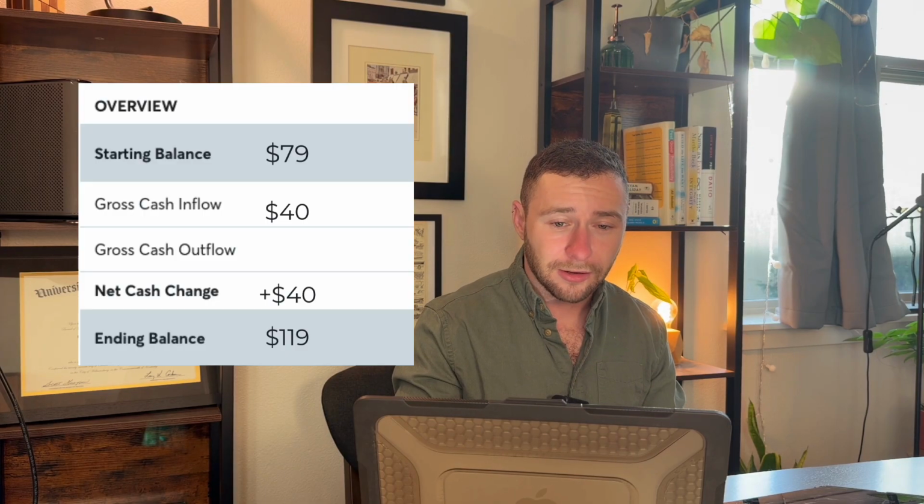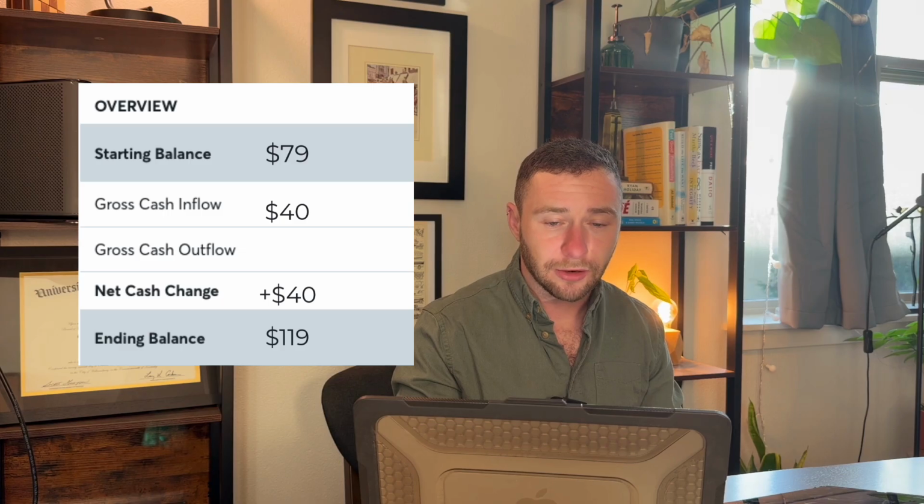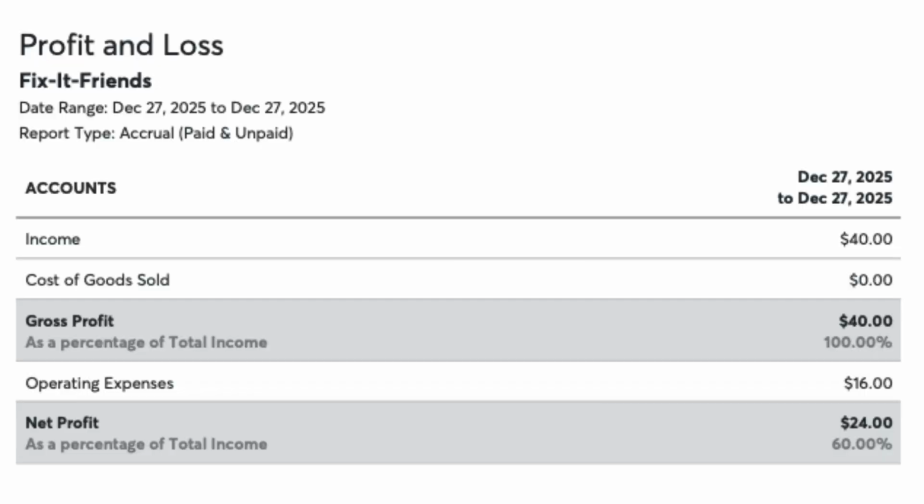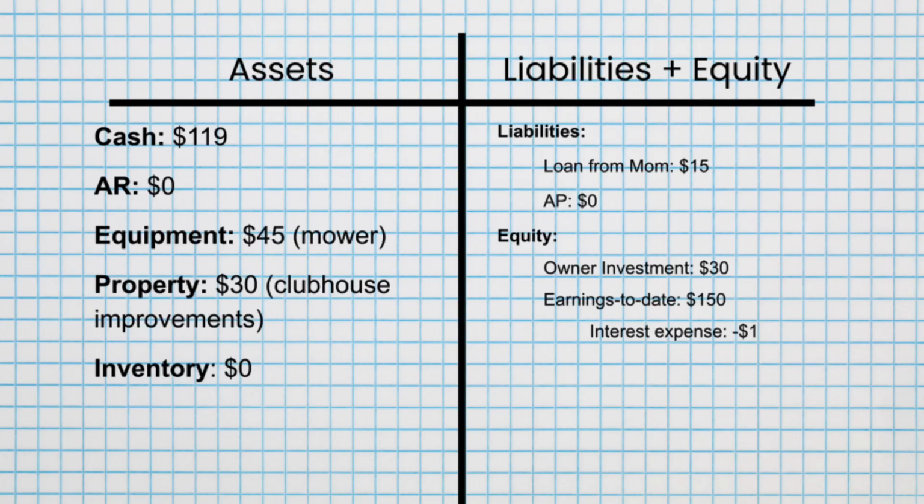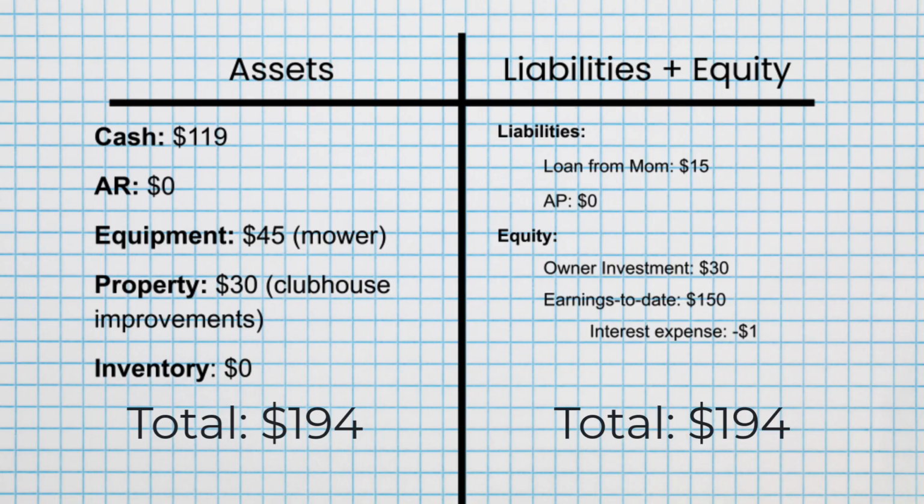Let's look at our statements. Under the cash flow statement, we see cash go from $79, increased by $40, for a total of $119. Our income statement shows revenue with an increase of $40, so our net profit increases by $40. Our balance sheet shows cash at $119, the lawnmower worth $45, clubhouse improvements worth $30, for total assets of $194. Our liabilities include a remaining $15 owed to mom, and our equity shows $139 plus $40 of profit from the week for a total of $179. Let's check. 15 plus 179 equals 194. We are balanced.